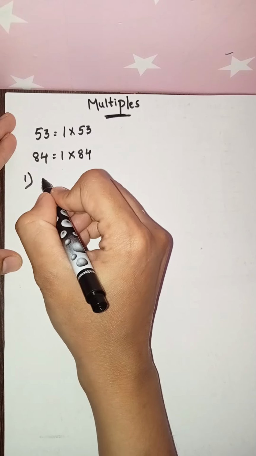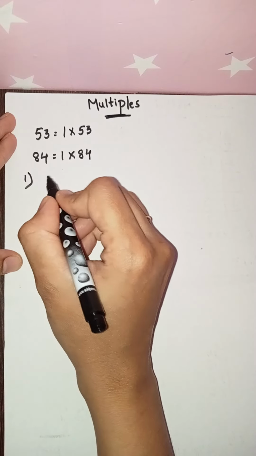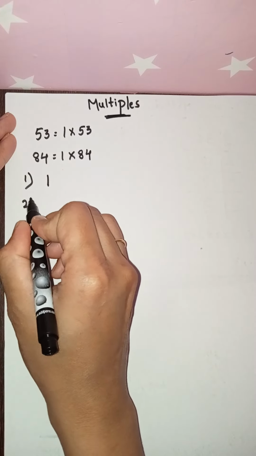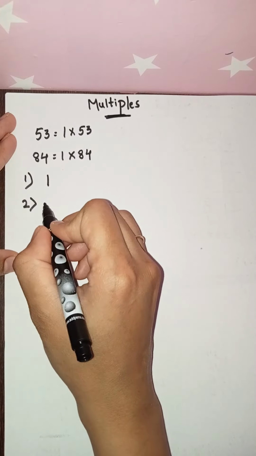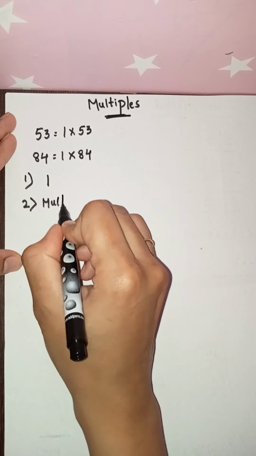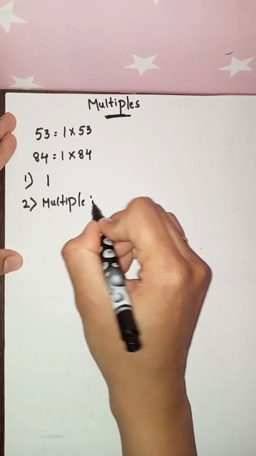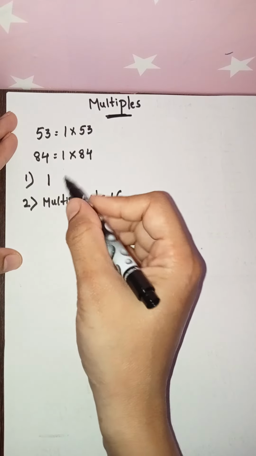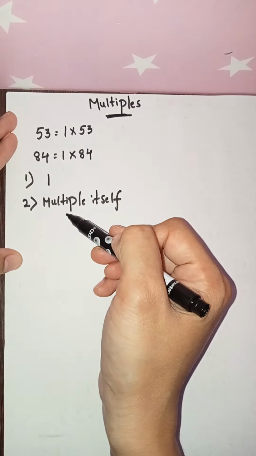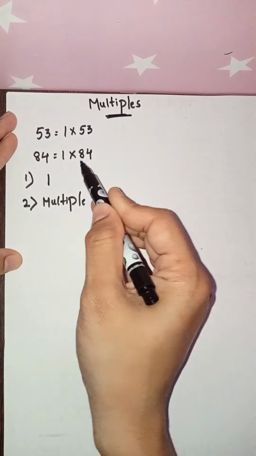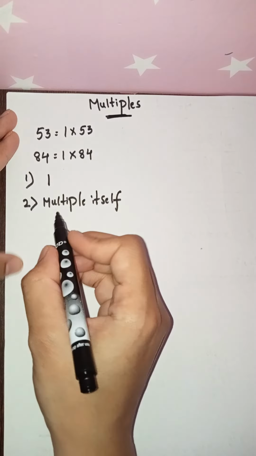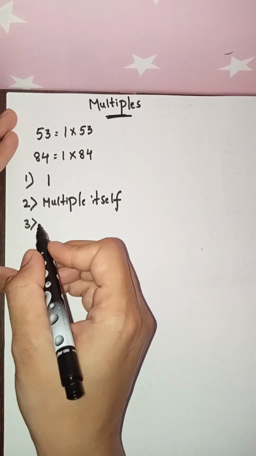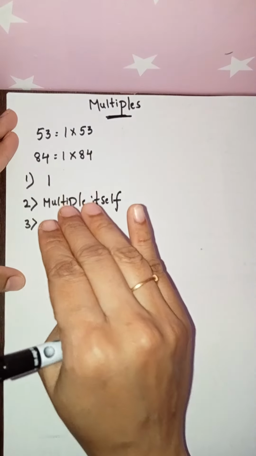these are properties. The first property is every number is a multiple of 1. The second property is every number is a multiple of itself. The third property is every multiple of a counting number is either greater than or equal to the number.